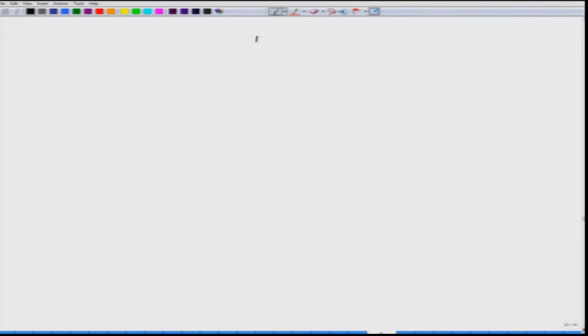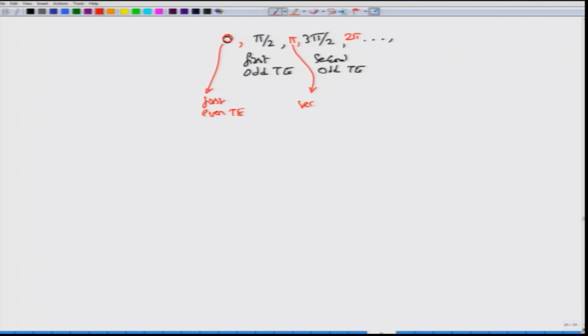So, the first time it happens is at pi by 2, then there will be another thing that happens at 3 pi by 2 and so on. Okay. So, these are the conditions. So, this will be the first odd TE mode, this will be the second odd TE mode. Somewhere here you had 0 pi. So, let me indicate that one with different colors. So, this is 0 pi and then after 3 pi by 2 you will have 2 pi and so on. So, this would be the first even TE mode, this would be the second even TE mode and this would be the third even TE mode and so on.